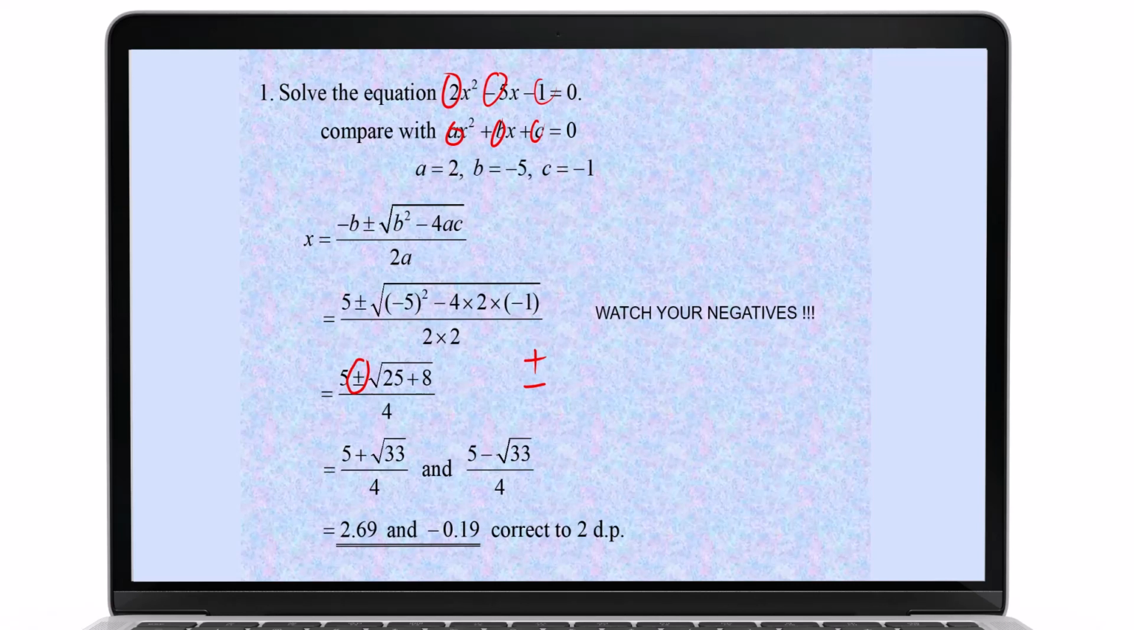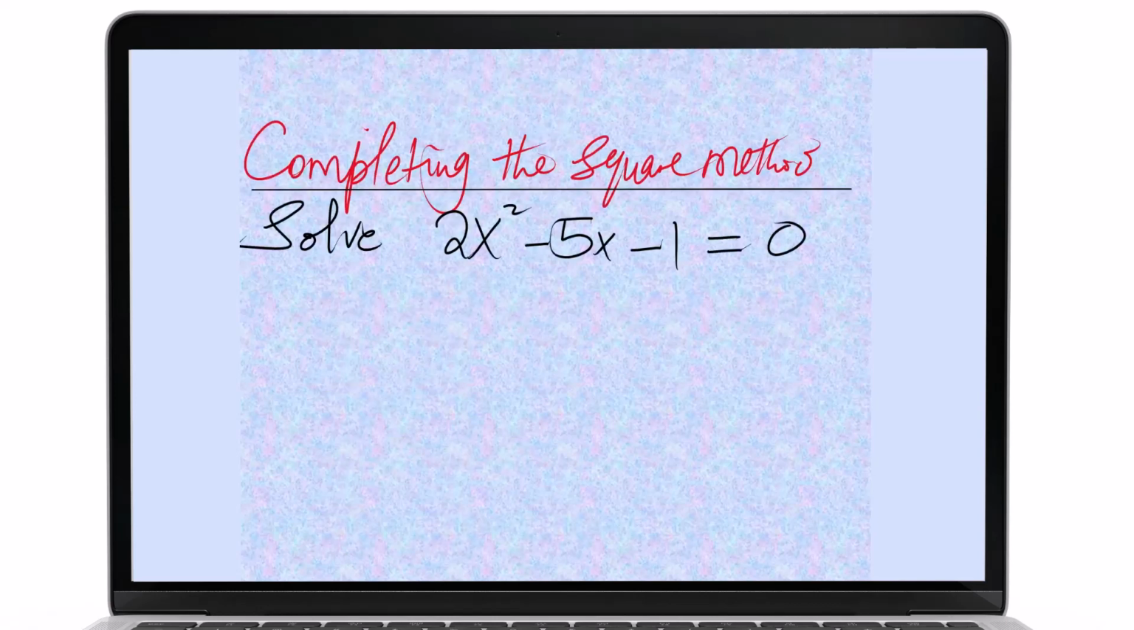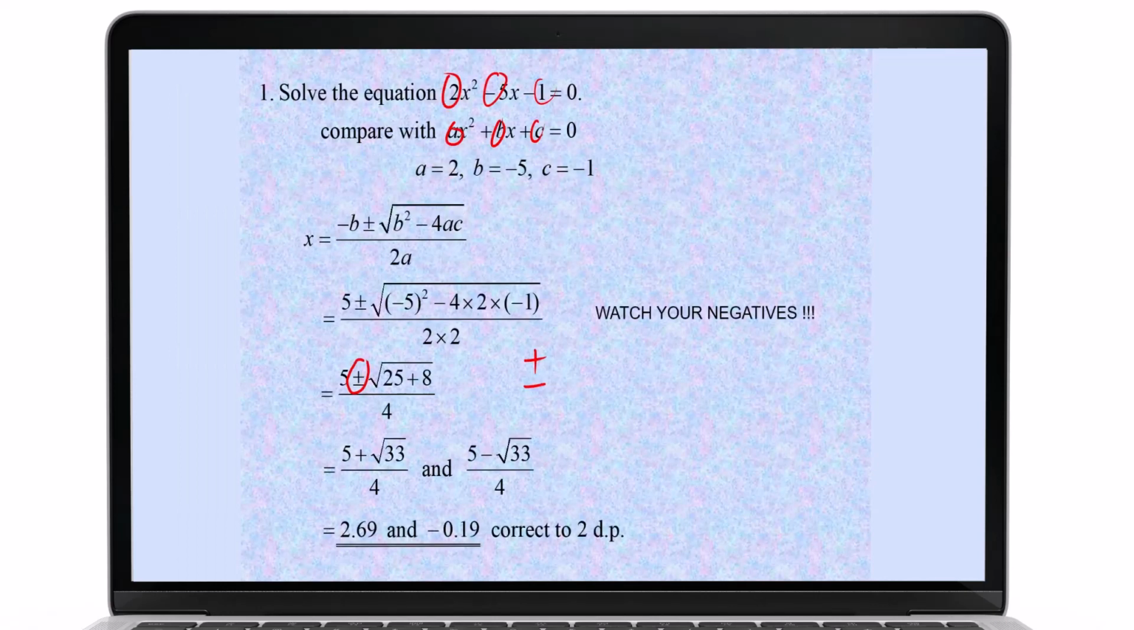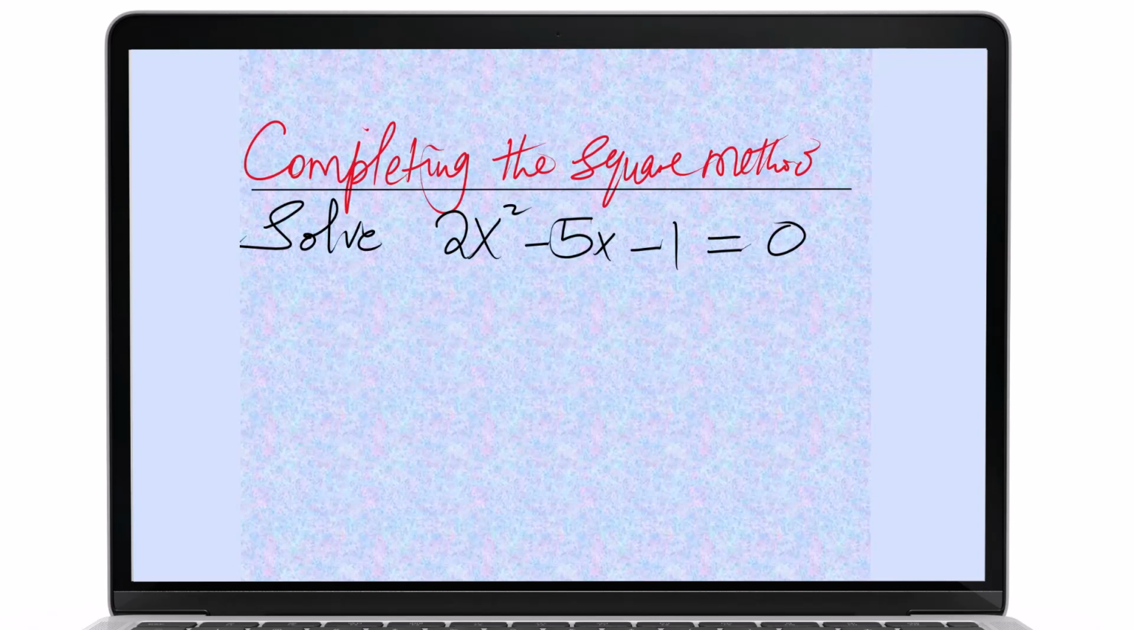So that is how we use the quadratic formula, by simply comparing the terms of the equation given with the standard equation, that is the quadratic equation. We extract the values of a, b, and c and substitute them in the quadratic formula. Now the last method is the method of completing the square, and you're going to use the same example we used in solving using the quadratic formula. So solve 2x squared minus 5x minus 1 using the method of completing the square.